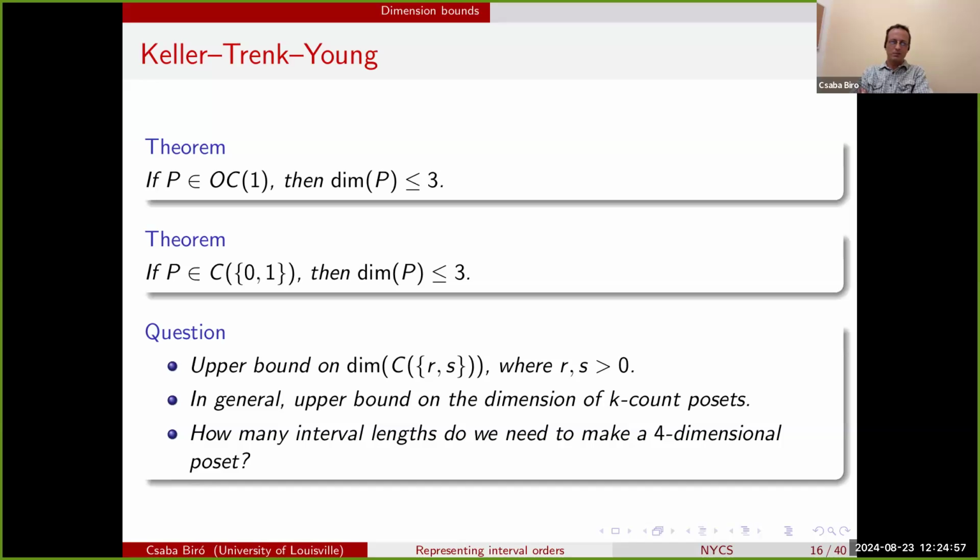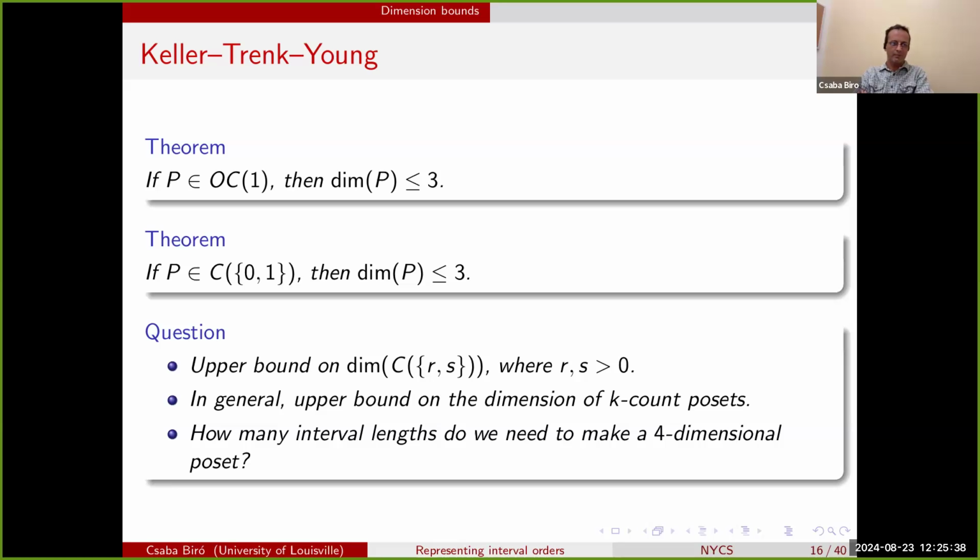So when we started to work on this problem with Sida, he was reading this paper of Keller, Trenk, and Young, and this appeared in Graphs and Combinatorics. And they proved that if P is in OC1, so that this means that every interval is of length 1, but you can use open and closed intervals as well, then the dimension is still less than or equal to 3. So this is a generalization of Rabinovich's theorem. And they also proved another theorem in their paper in which they say if you are only using interval length 1 and length 0, the dimension is still less than or equal to 3.